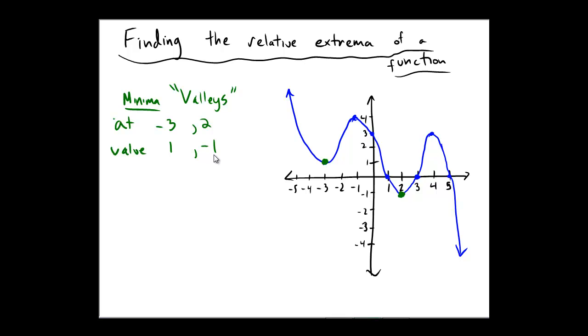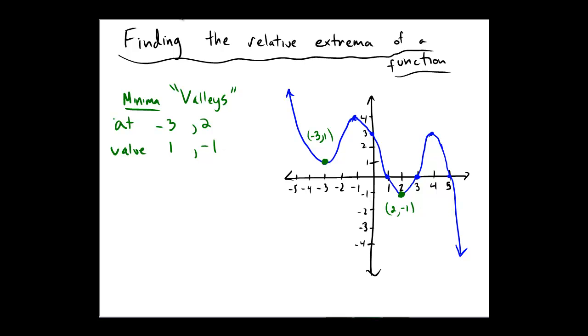So we would say that this function has two minima. They occur at -3 and 2, and the values are 1 and -1 respectively. As points, this is -3, 1, and this one right here is 2, -1. So it may be somewhat confusing to see the way it's written over here, but it helps us to work on our vocabulary of where something happens and what the value is where that thing happens.